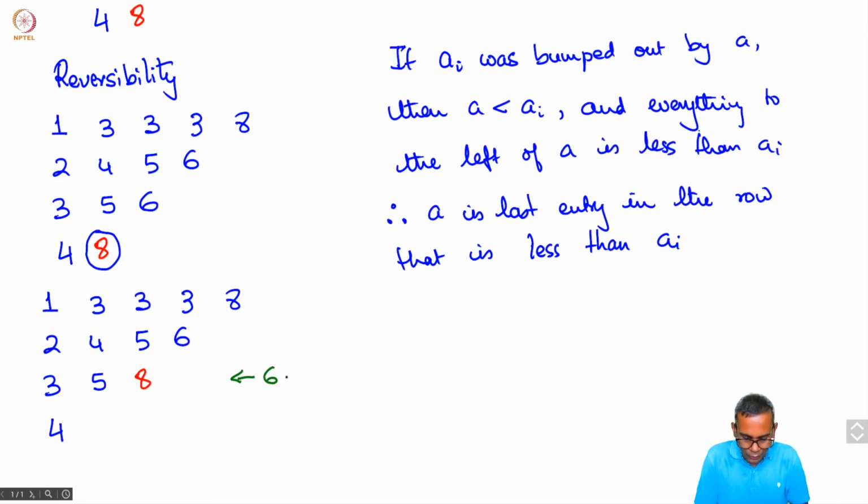And to find that out, you must look for the last entry in this row that is strictly less than 6. Well, the last entry in the second row that is strictly less than 6 is this entry 5. And so the 6 was bumped out by 5. And so we must have had a 6 here, and it must have been bumped out by a 5.